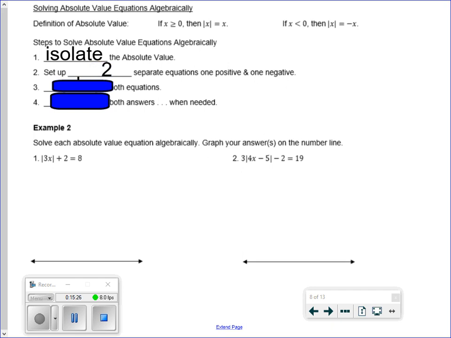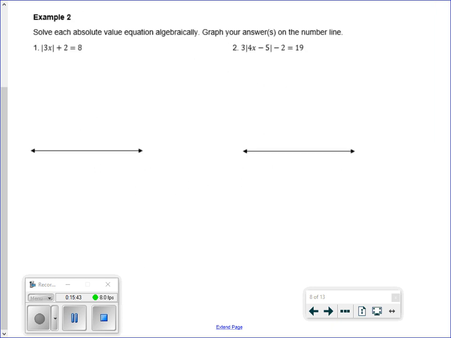Then we're going to set up two separate equations, one positive, one negative. We'll talk about that and see what that means when we go over an example. After we do that, we're going to solve both equations. And then we're going to check both answers when we need to. Luckily for this video, we don't need to. So we'll deal with that in the next video in the next day of notes.